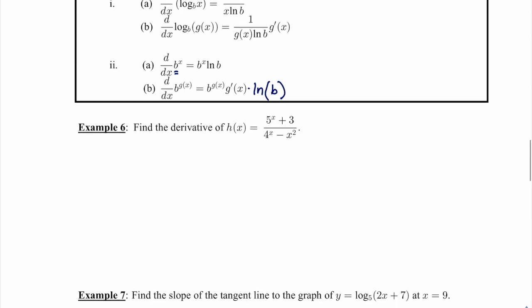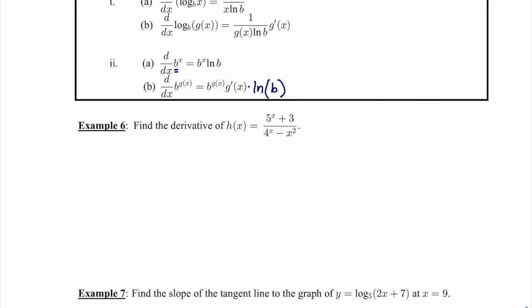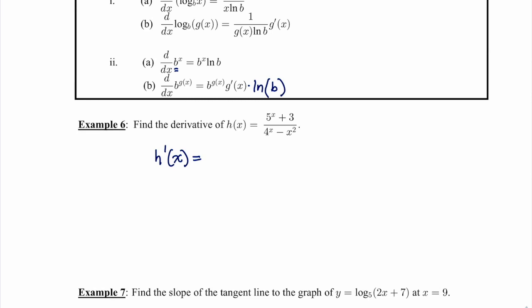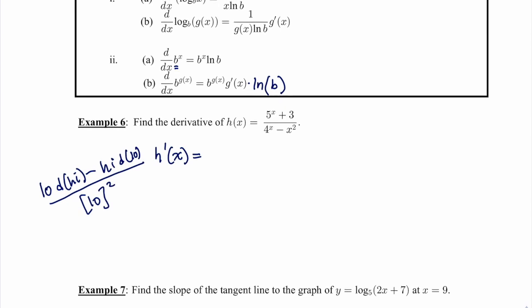Okay, so now if I want the derivative of this function, h of x equals (5 to the x plus 3) over (4 to the x minus x squared), I'm going to use the quotient rule because I have a quotient here, and I'll have h prime of x equals, and I want to use low d high minus high d low over low squared. So low here is 4 to the x minus x squared.